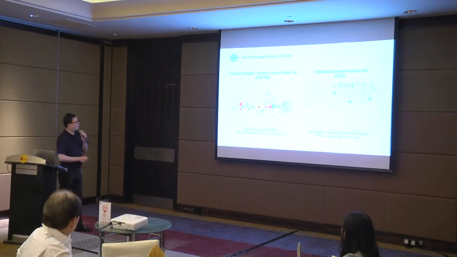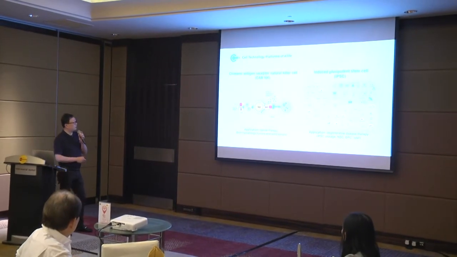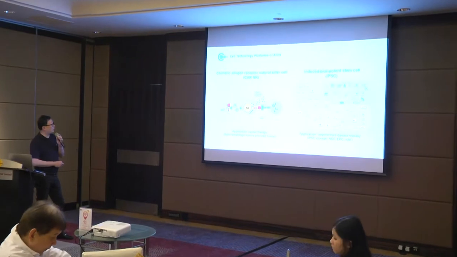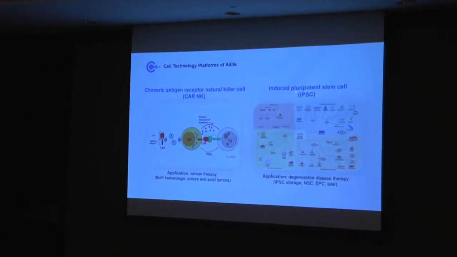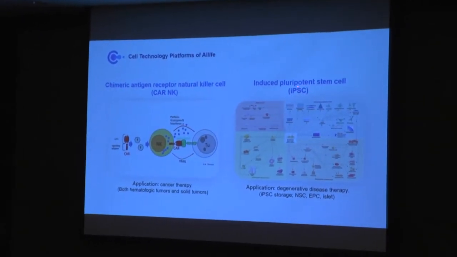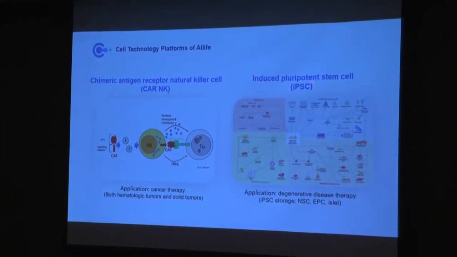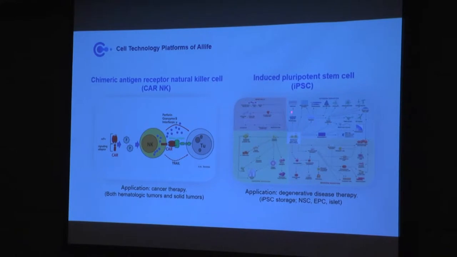And we have two technology platforms. One platform we call CAR-NK, which is to treat cancer and tumor. And another one is iPS-based stem cell technology. We use it to differentiate into different functional cells to treat chronic disease and degenerative disease.